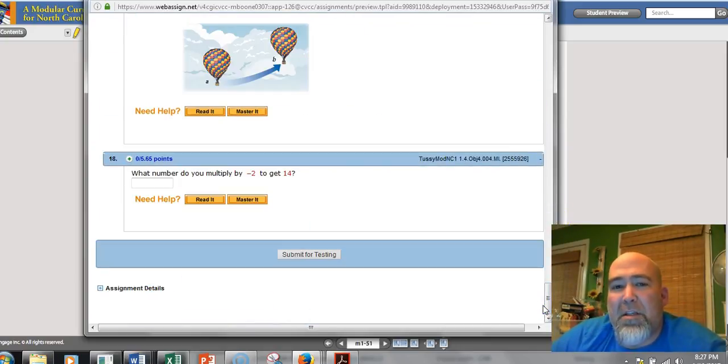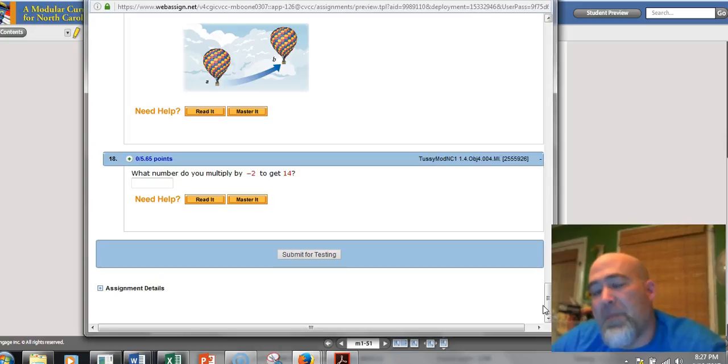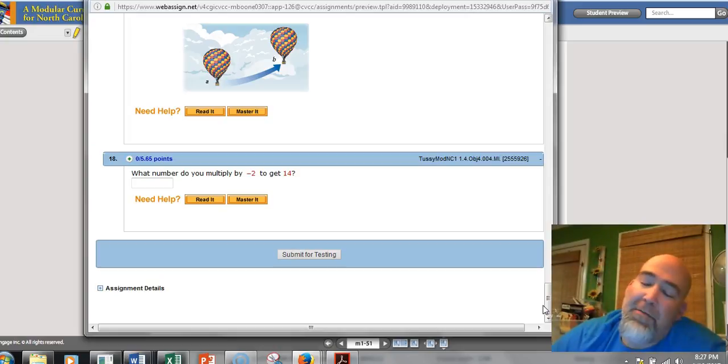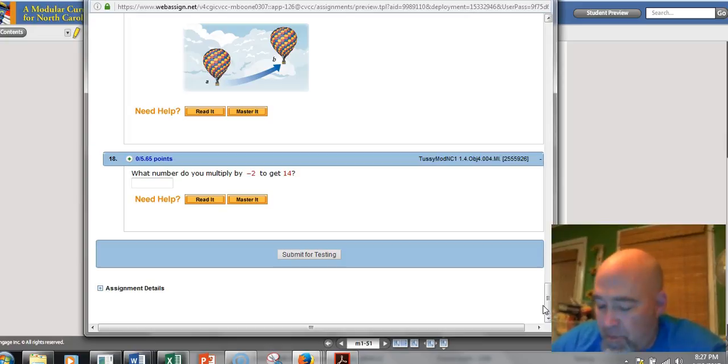And then lastly, just looking at number 18. This one's just to get you to think about what's coming in the future courses. So what number do you multiply by negative 2 to get a positive 14? So if I have negative 2 to get a positive 14, what would I multiply it by? I just want you to think about that and see if you can get that one on your own. I'm going to do a small supplement for number 3 and number 8.